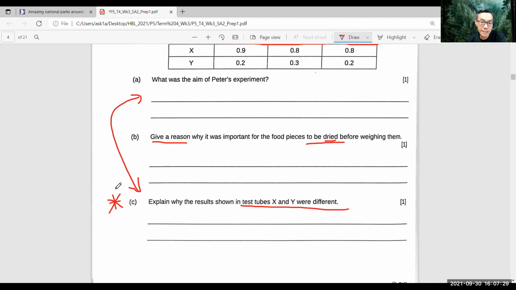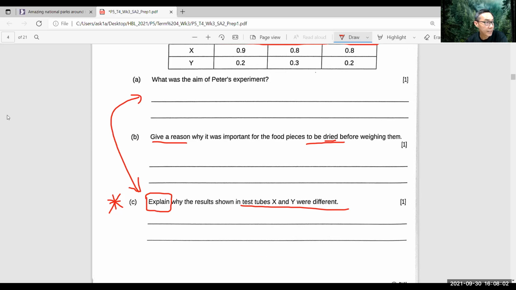Okay, part C, as I put an asterisk here, this is a very important question, and this is usually tested. Look at this word here, explain. Explain means that the student has to give clear reasons for the answers. They ask you to explain why the results shown in test tubes X and Y were different. For this answer, you need to use the answer for part A to form the conclusion.